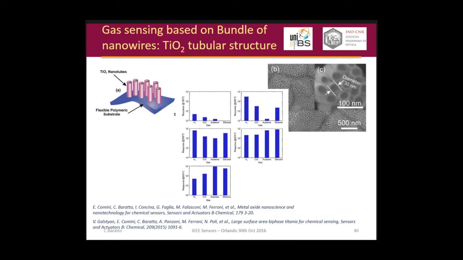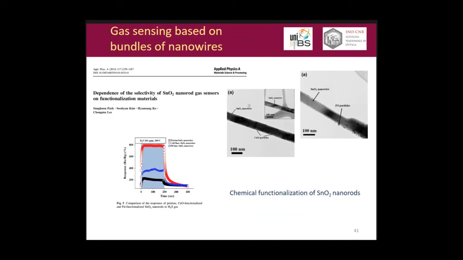We can have gas sensing with titanium oxide tubular structures. These were prepared by anodization, which is another example, and of course you can have very nice gas sensing properties of this material. And another example from literature is the use of tin dioxide nanorods. They can be, for example, catalyzed with other materials, for example, copper oxide or palladium, in order to enhance the response to some gases.